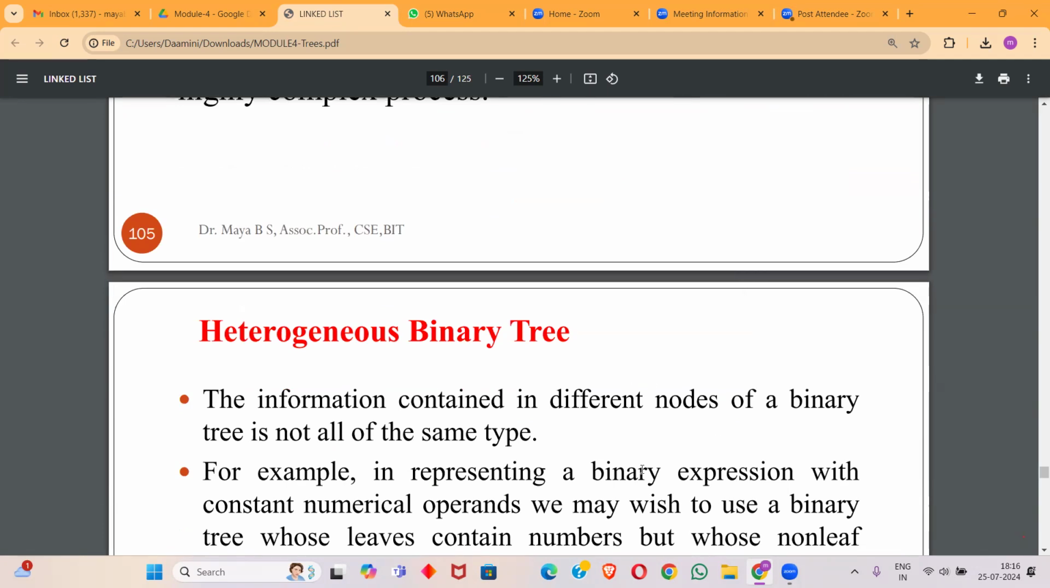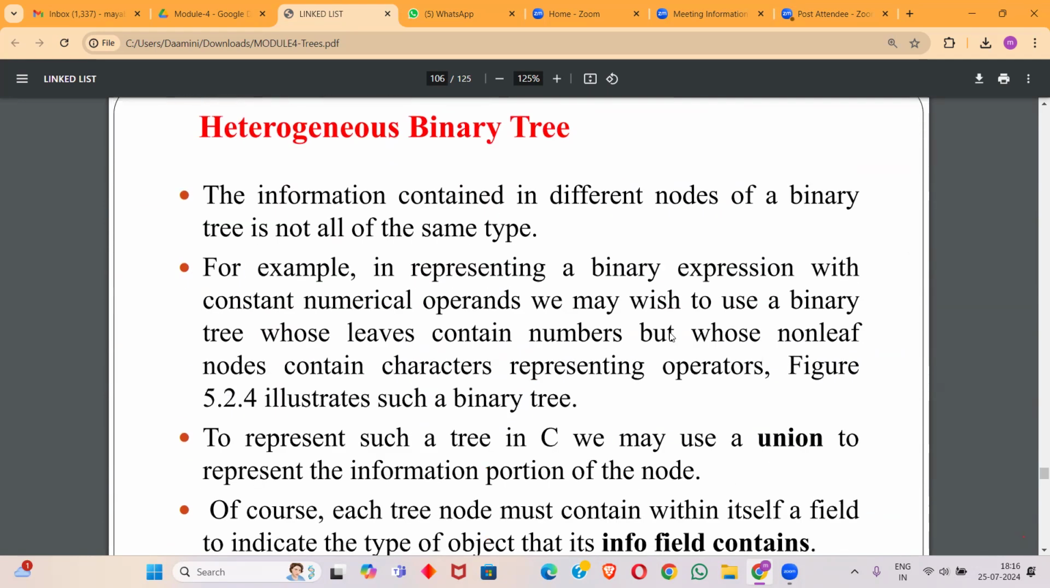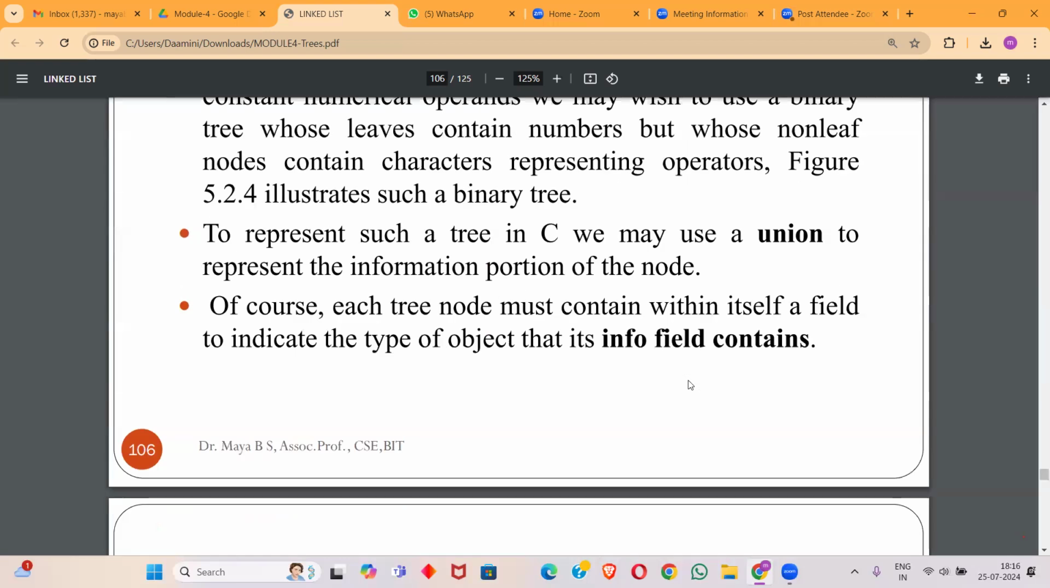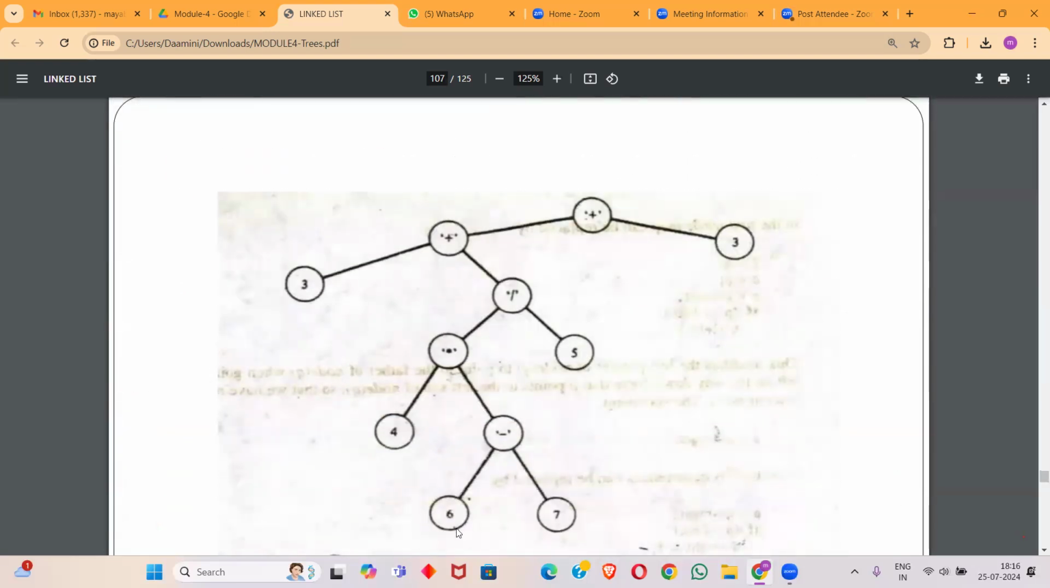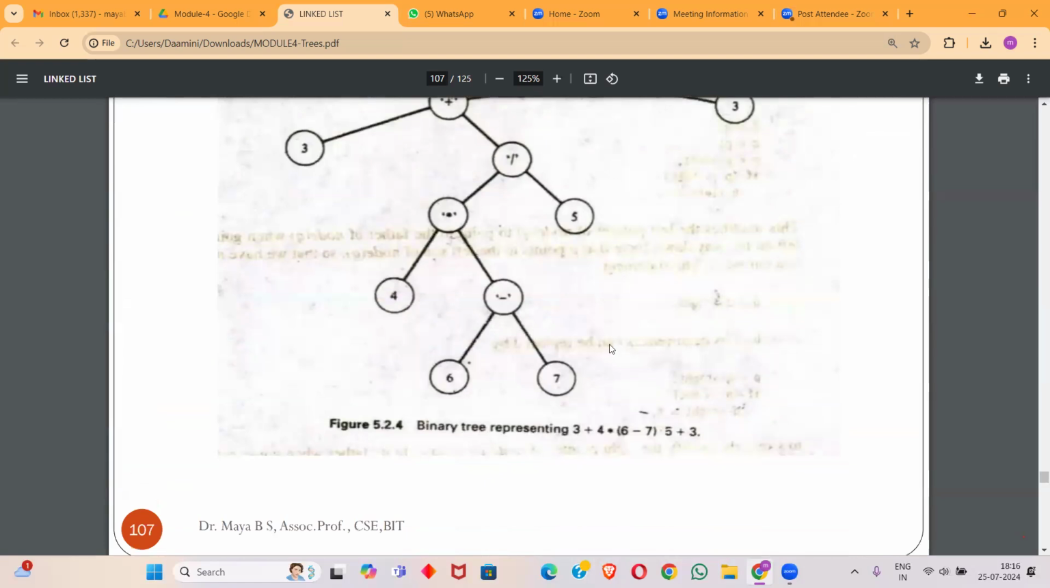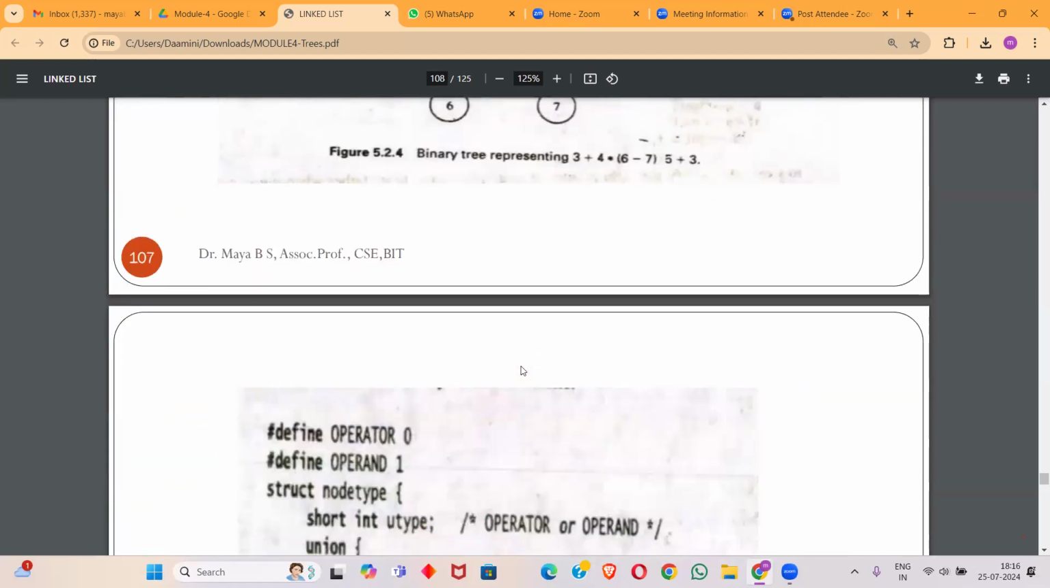We have another type, the heterogeneous binary tree. I already explained it, but you should know what a heterogeneous binary tree is. It is a type of binary expression tree that contains both operators as well as operands. All the operators are in the internal nodes, and all the operands are in the leaf nodes. This is also one type of binary tree, called a heterogeneous binary tree.